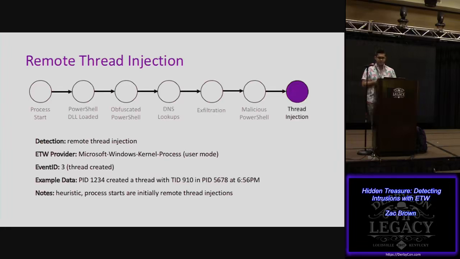Finally, we see bad.exe inject a thread into another process. This is probably from that PowerShell function I just talked about on the last slide. And again, this is a heuristic detection. Not all thread injections are malicious, and in fact, most are not. But this is a good next step to use to trigger a scan, right?